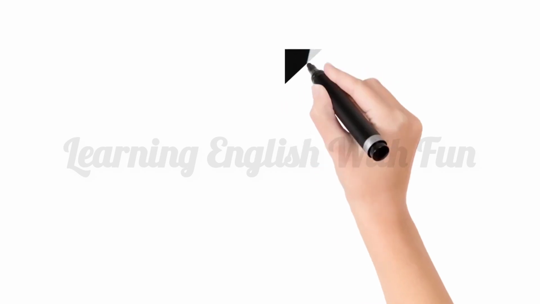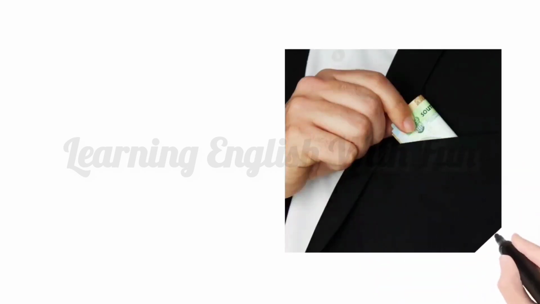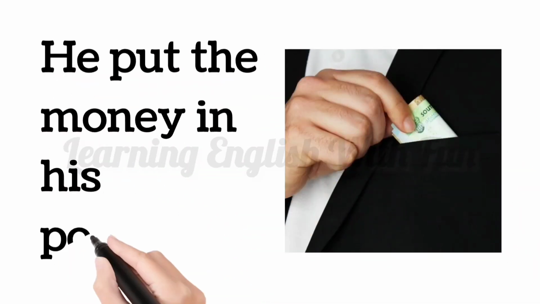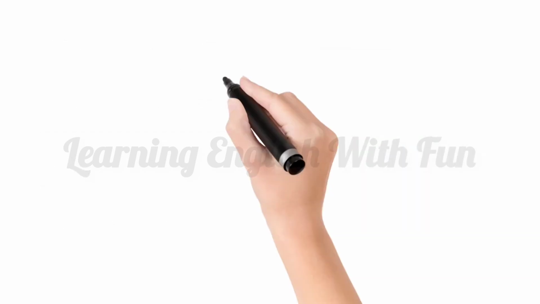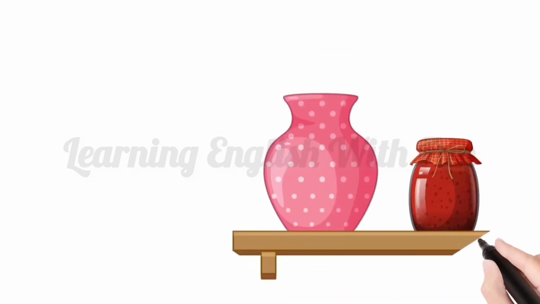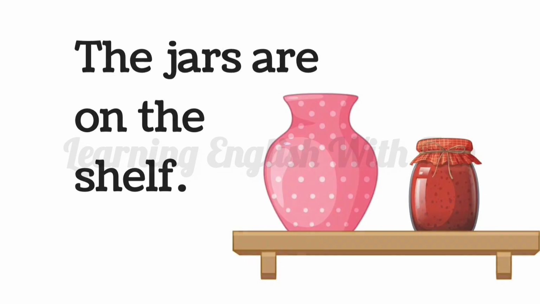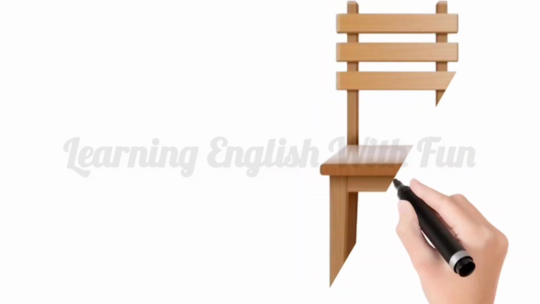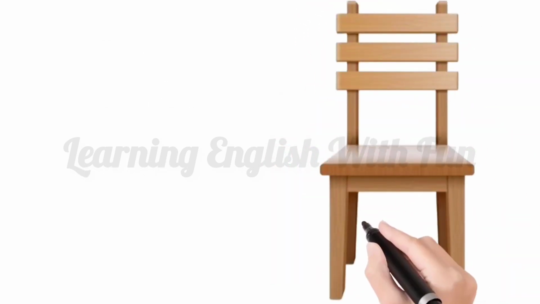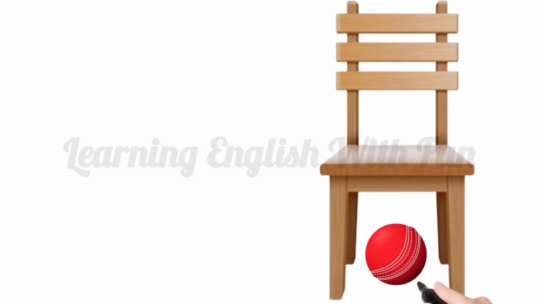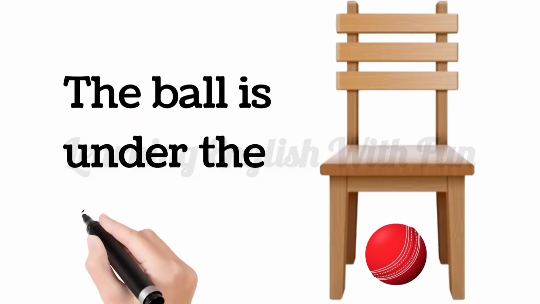He put the money in his pocket. The jar is on the shelf. The ball is under the chair.